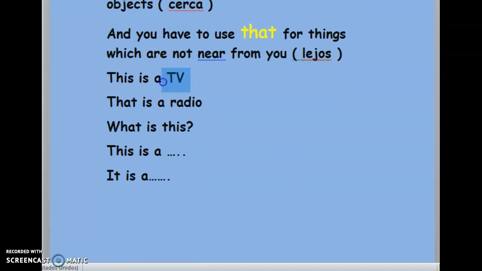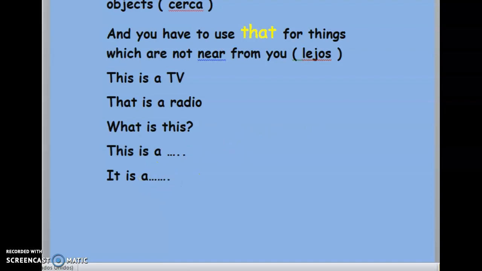This is a TV. That is a radio. La radio está lejos de mí, entonces yo digo, that is a radio. En el examen de pronto el teacher te diga, what is this? Y tengamos un gráfico aquí con una manito señalando, entonces tú tienes que contestar, this is and it is, ¿ok?